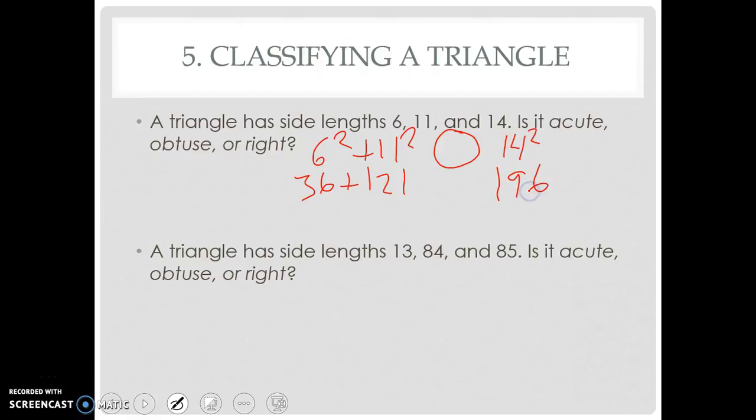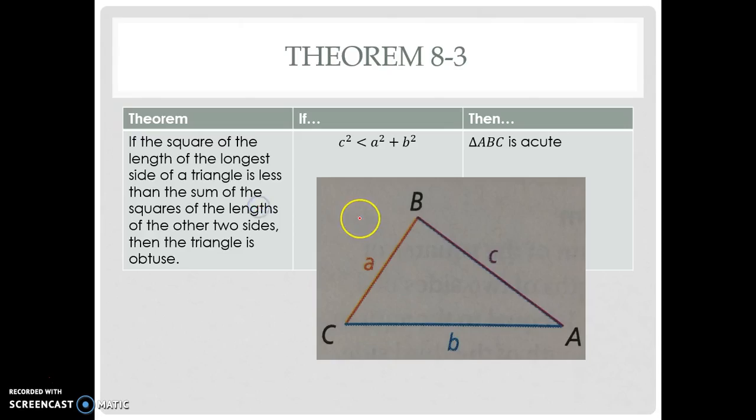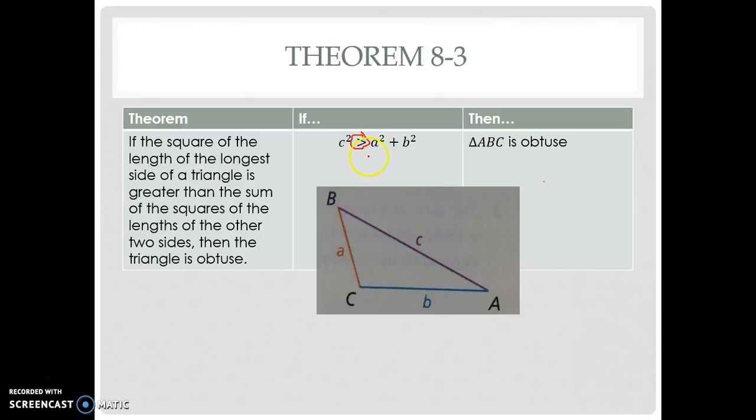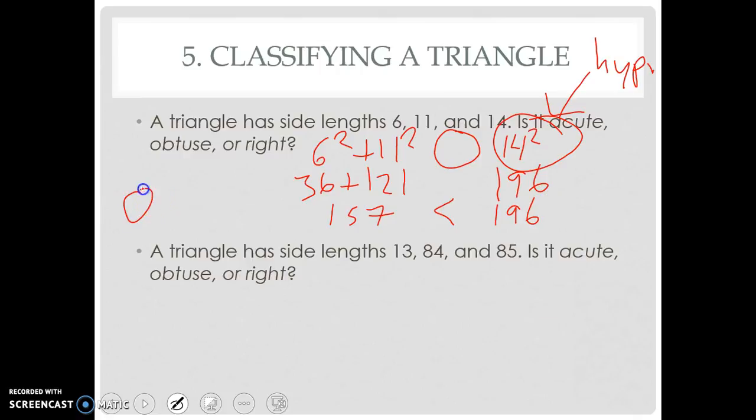So a little bit more work. 36 plus 121 is 157. And 157 comparing to 196, less than, greater than, or equal to, well, 157 is less than. That means my hypotenuse, remember my hypotenuse was bigger than the other ones. So if the hypotenuse is bigger, you're going to go back and check. Okay, well that says the hypotenuse is less than, so it can't be that. The one before that says the hypotenuse is greater than, so that means this triangle must be obtuse.